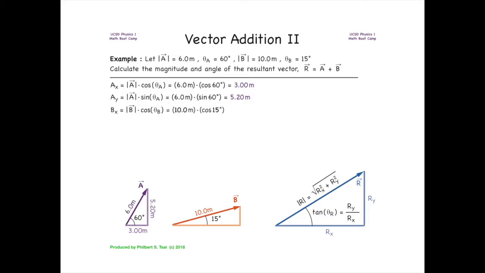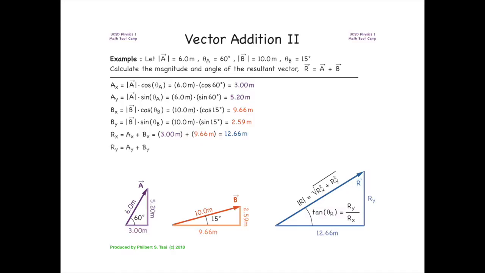We do the same thing for the B vector. Plugging in the numbers, we get Bx is equal to 9.66 meters, whereas By, using the sine formula, gives us 2.59 meters. Now that we have the x and y components for both vectors, we find the x component of the resultant vector by adding just the x components of the two vectors. Plugging in our results, we get 3 meters plus 9.66 meters, which gives us 12.66 meters for Rx. Similarly for Ry, we sum the y components of A and B to give us 7.79 meters.